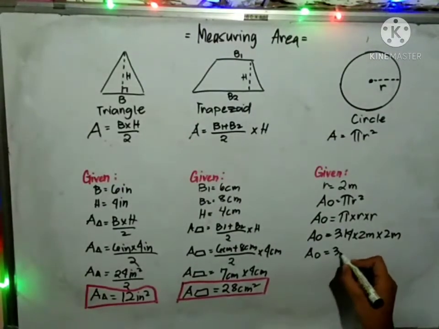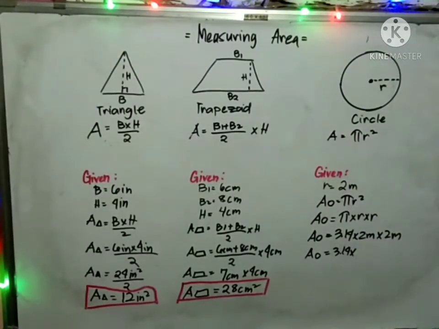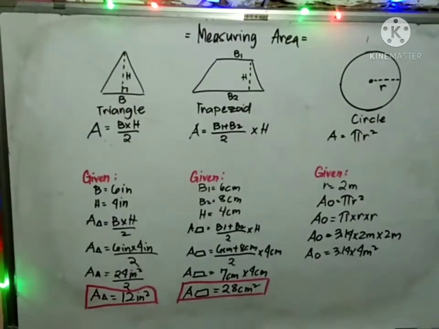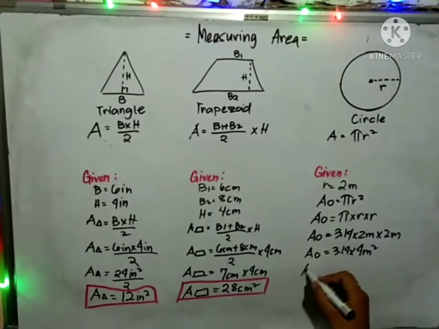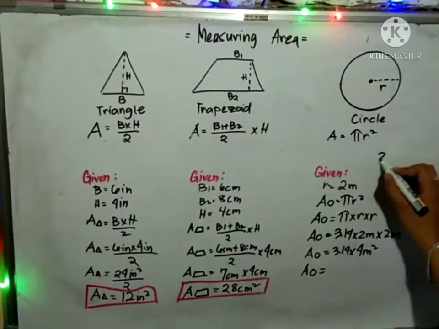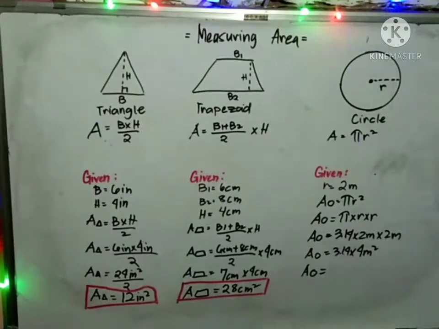Dito muna tayo. 3.14 times, i-multiply na muna natin yung radius. 2 times 2 is equal to 4. Meters times meters is equal to square meter. And then, proceed na tayo dun sa pag-solve ng ating area ng circle. Okay po. So, we have area of circle is equal to, solve natin, 3.14 times, dito natin i-solve.